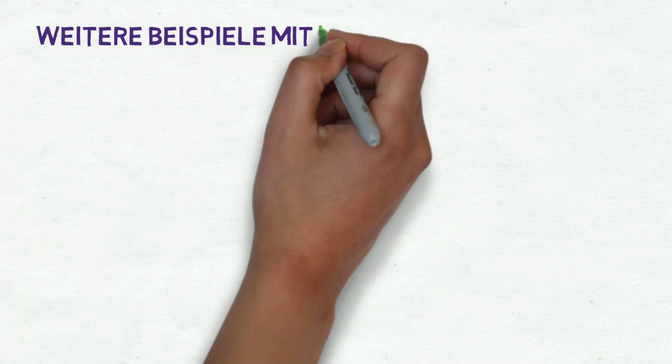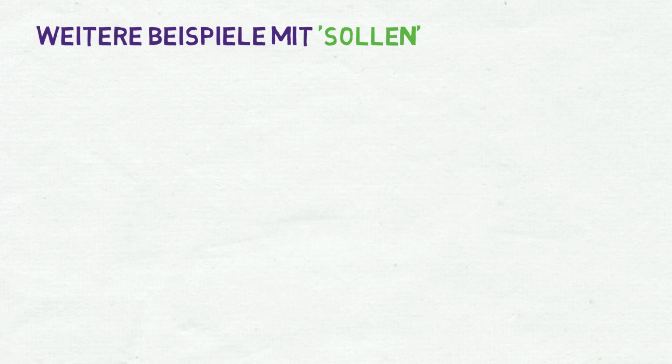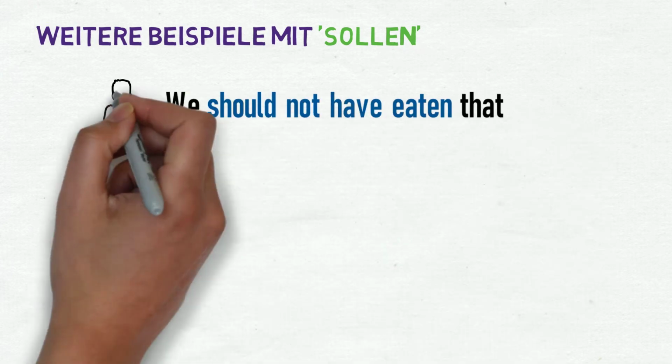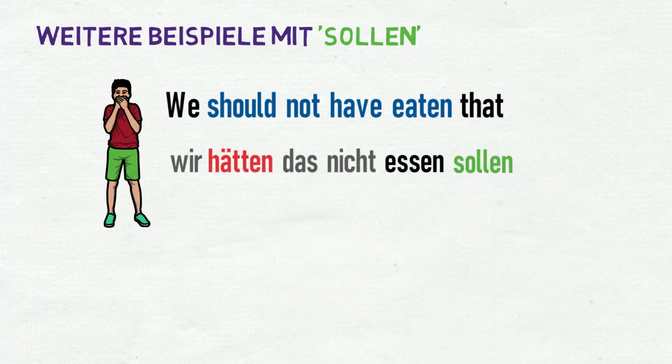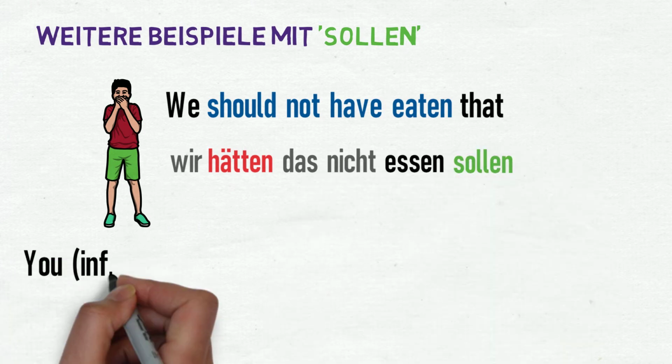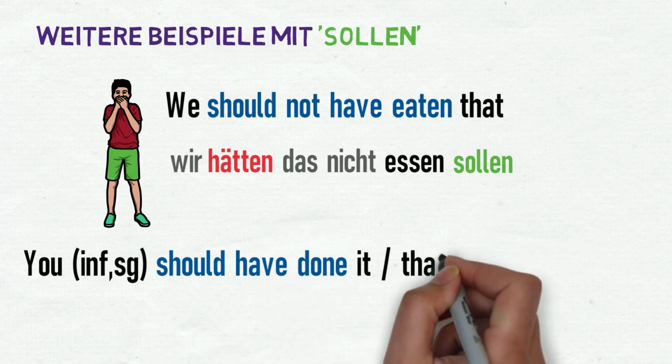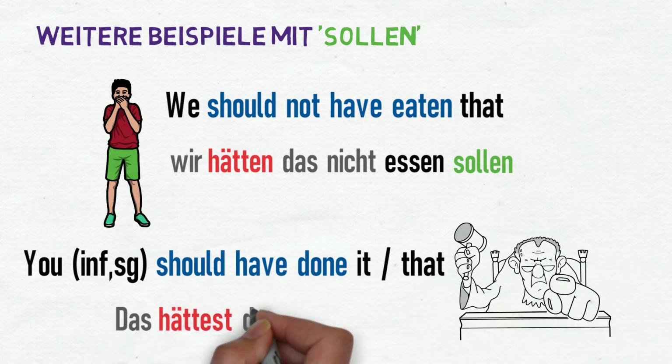Let's look at some other examples using sollen. We should not have eaten that. Wir hätten das nicht essen sollen. You, in an informal singular sense, should have done it. Das hättest du machen sollen.